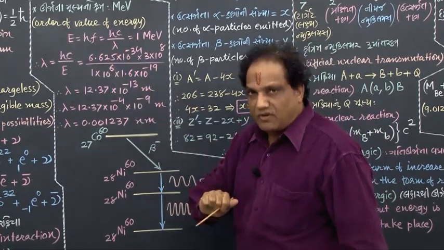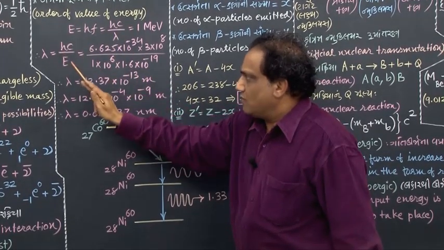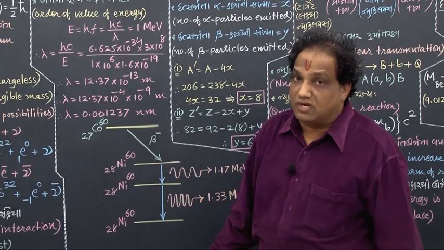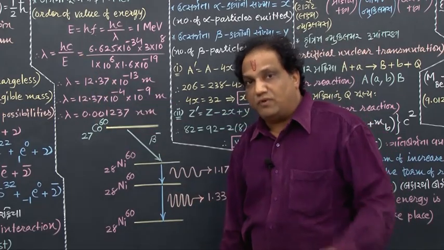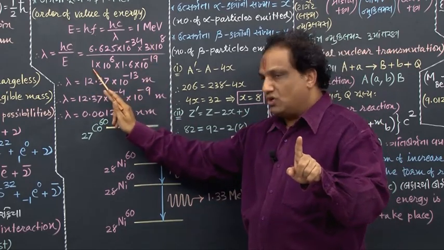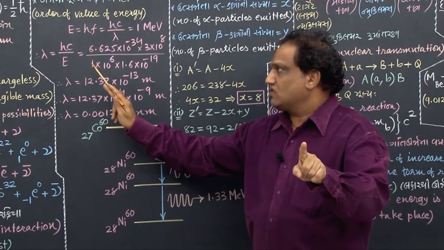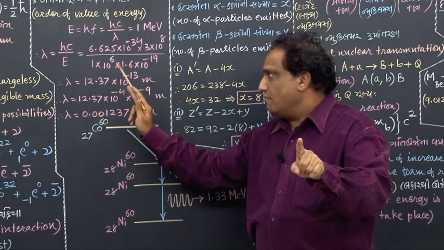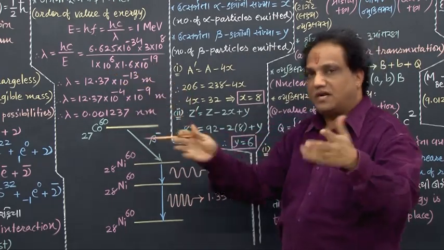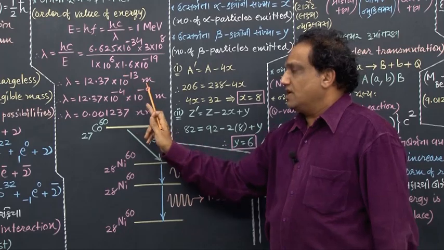Making lambda the subject of the equation, bring E down. So lambda equals h c upon E. What are the values of h and c? Everybody knows. Planck's constant 6.625 into 10 raised to minus 34 joule second. c is the velocity of light in vacuum, 3 into 10 raised to 8 meter per second, upon E, which is 1 million electron volt. But million electron volt is not the SI unit of energy. The SI unit of energy is joule. First of all, convert million electron volt into electron volt, multiply by 10 raised to 6. And now 1 electron volt is 1.6 into 10 raised to minus 19 joule. Simplify, the answer is 12.37 into 10 raised to minus 13 meter.